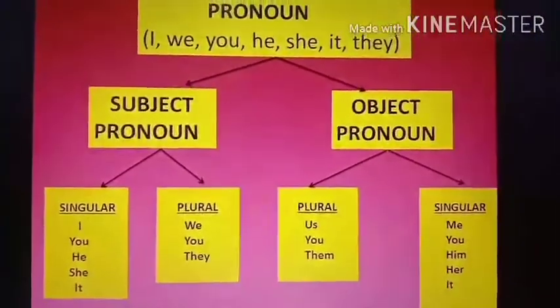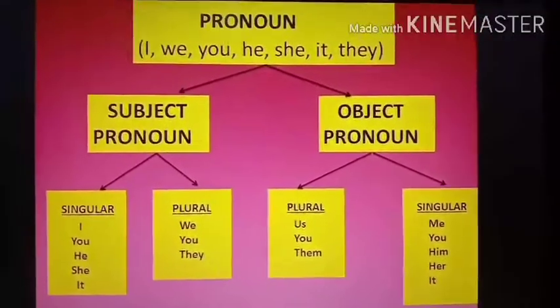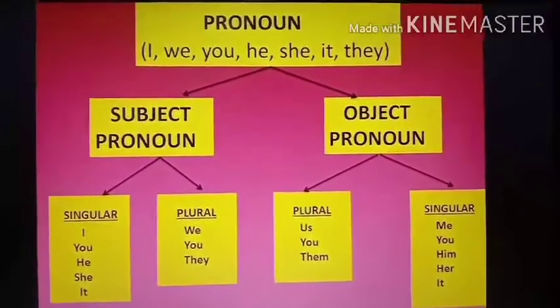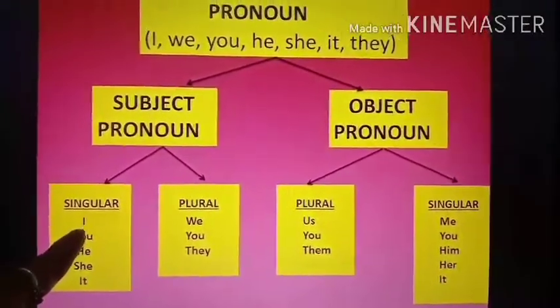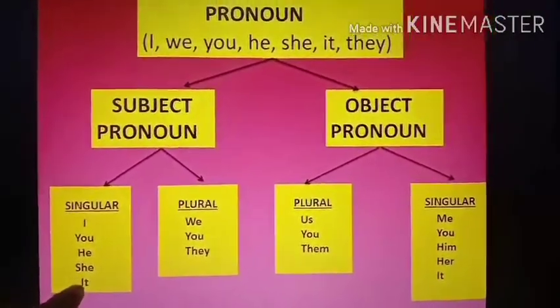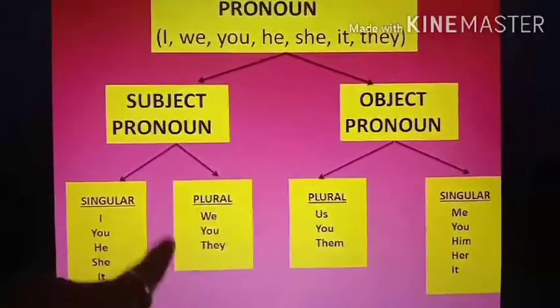Now subject pronoun and object pronoun are also of two types. One will be singular and one will be plural. Singular means only one thing and plural means more than one. Okay, see, for the subject pronoun singular, which words are used? I, you, he, she, it. And if it is plural, we, you and they. You will come in singular and plural both.